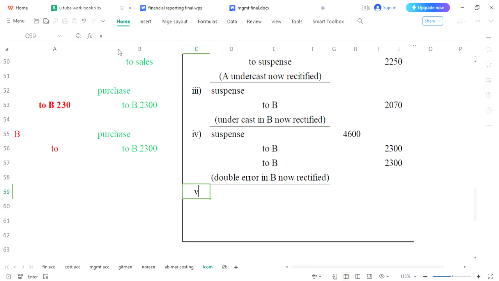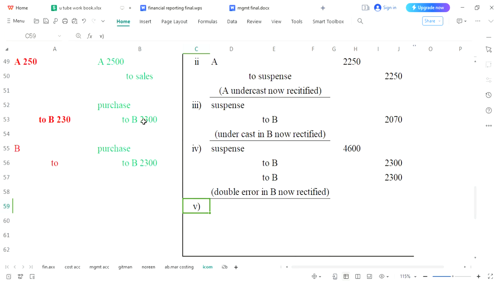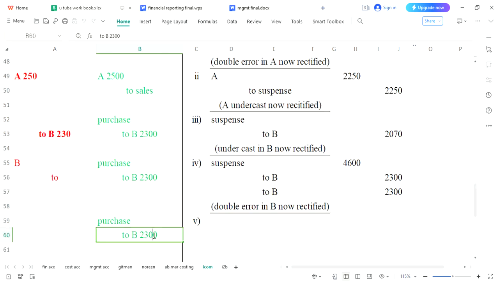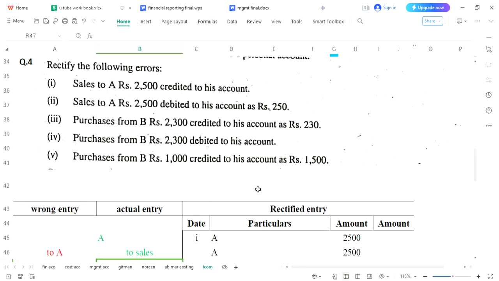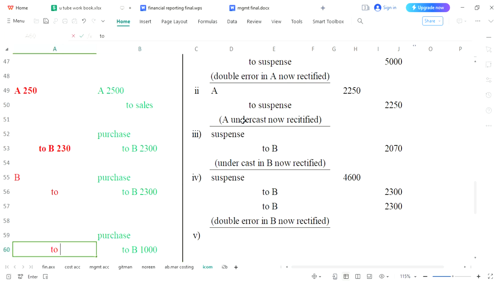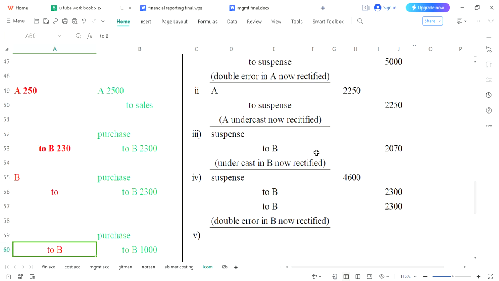Okay, fifth entry. Purchase from B. Alright. So this is the same entry, purchase from B. We will put over here what mistake we have done. The original amount is 1000. So let's write 1000 over here. And what mistake have we done? Credited to his. His is used for B, and 2B by mistake has been written. And how much amount? 1500. Alright. So 1500 would be put over here.